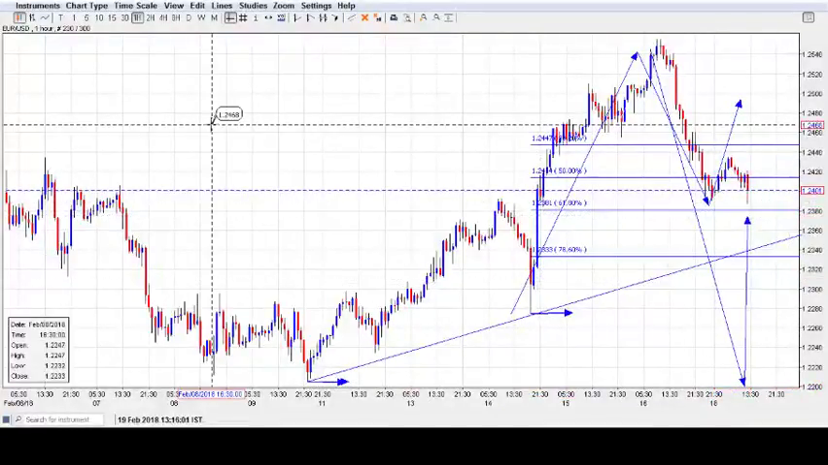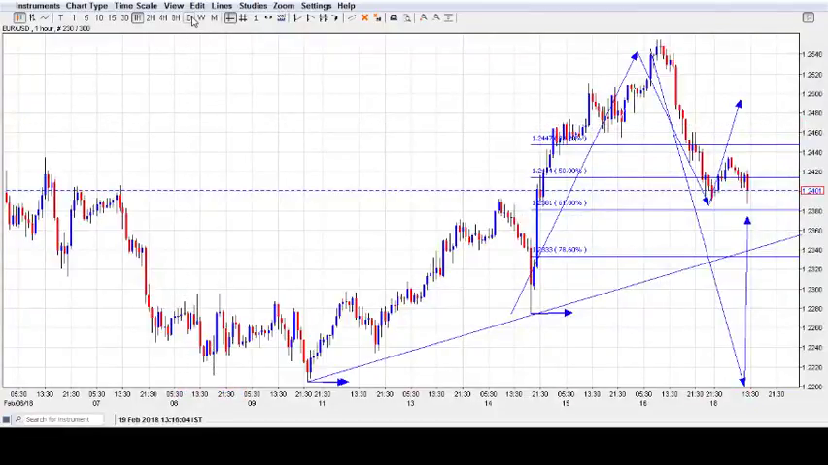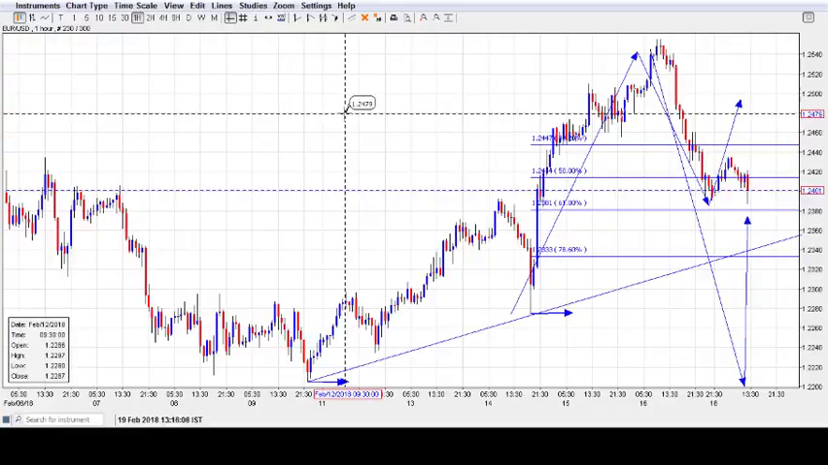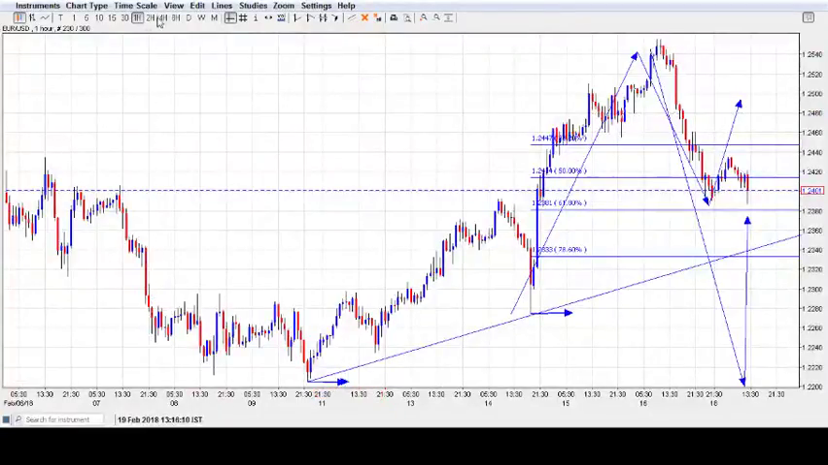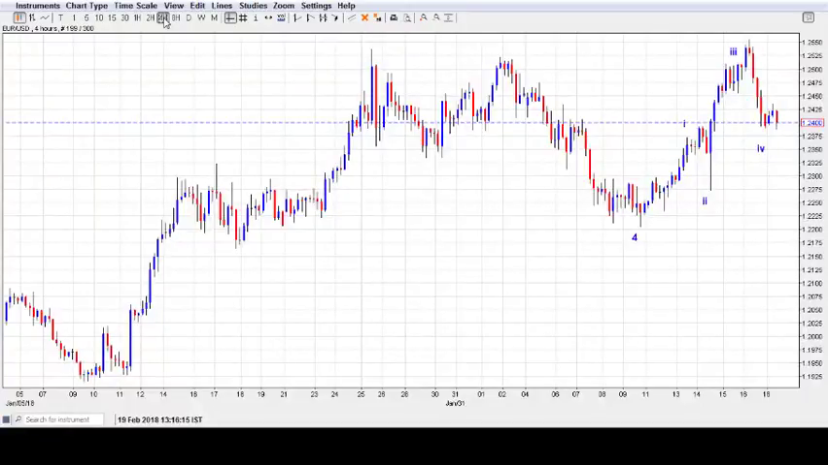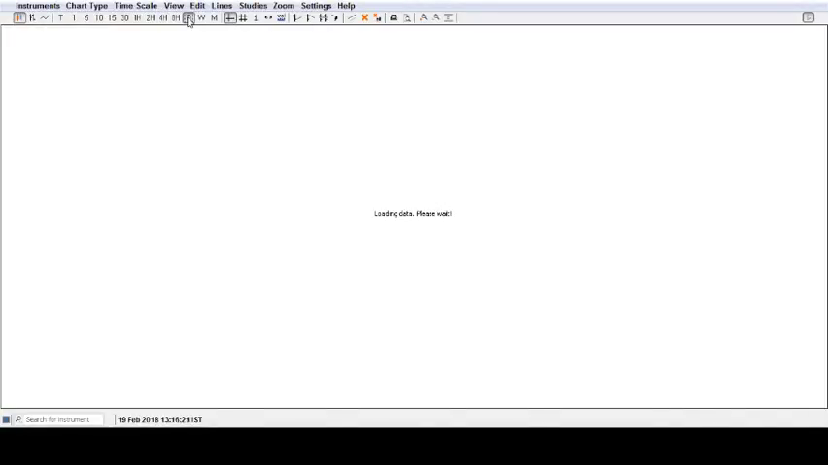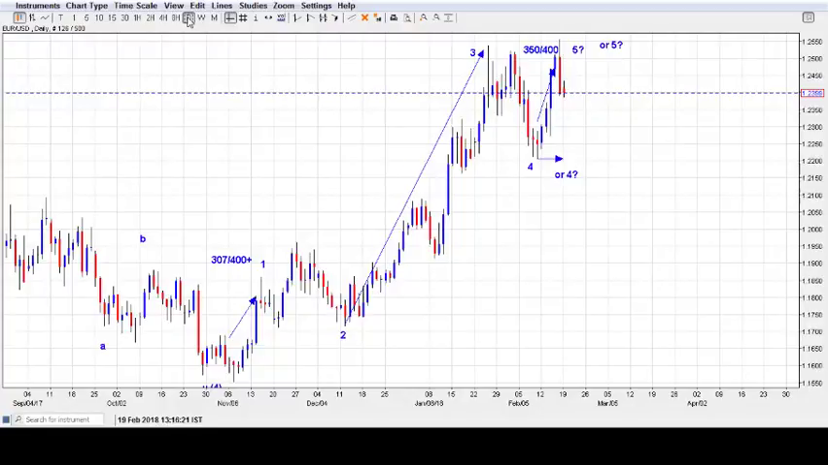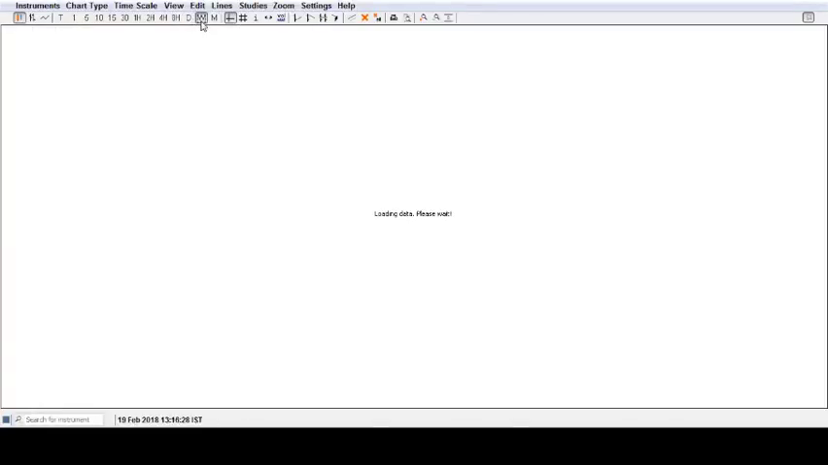Right. So all in all, looking at the dailies, the 4 hourlies and the hourlies, it is pretty much clear that Euro USD might not have topped out yet. I mean, there might be one more high left. It might not have just topped out, but it's very close to doing so. Okay, so these are the three time frames. One more chart, the weekly chart.